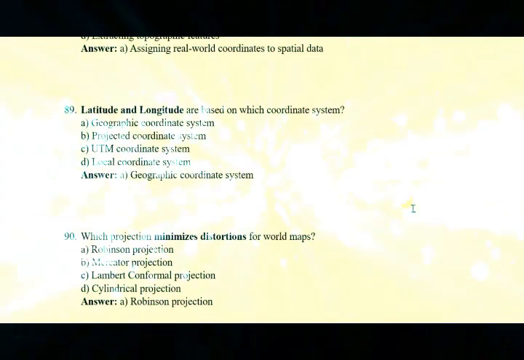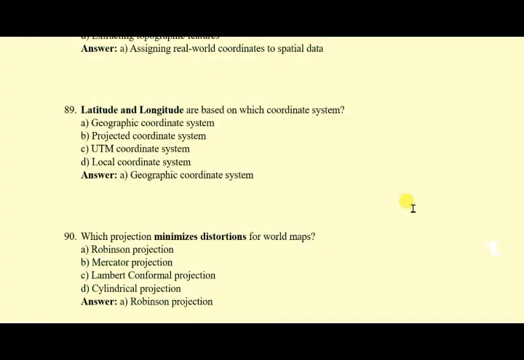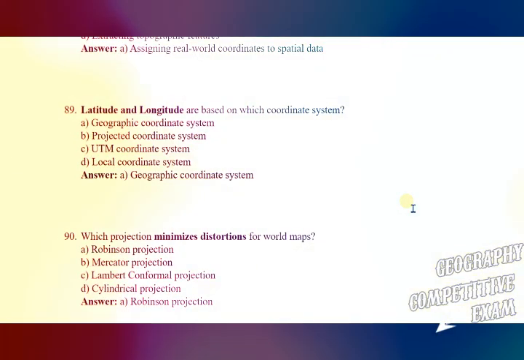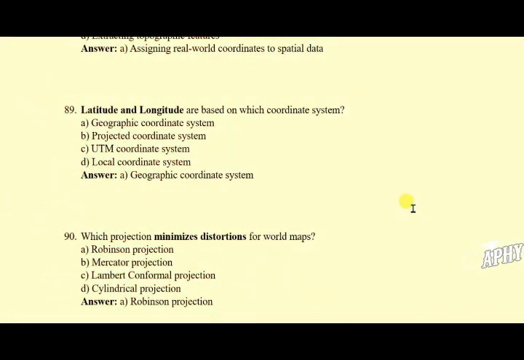89. Latitude and longitude are based on which coordinate system? Geographic coordinate system, projected coordinate system, UTM coordinate system, local coordinate system. Right answer will be geographic coordinate system.